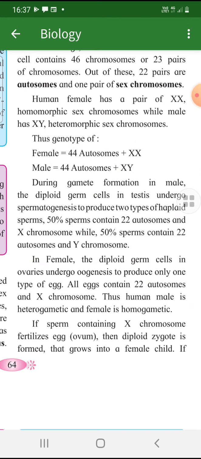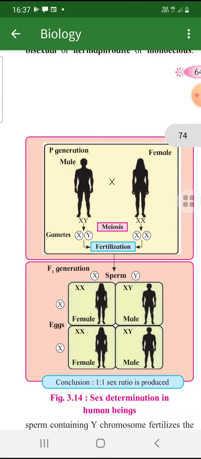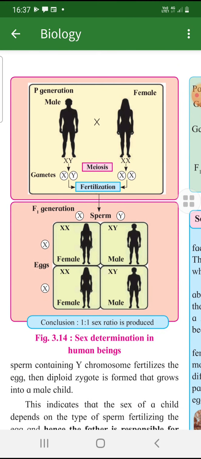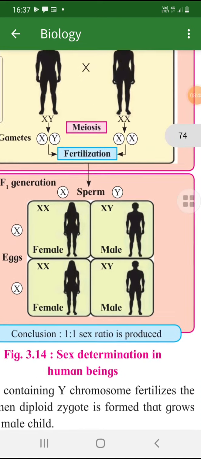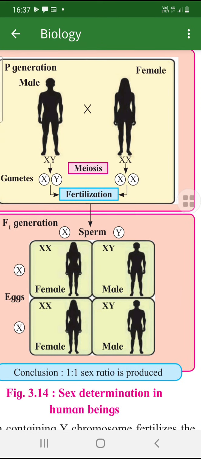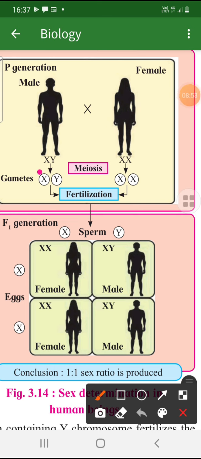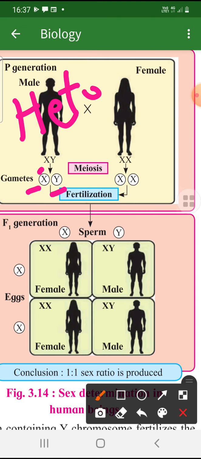So if that's clear, I can explain it to you here. They have shown it in the diagram this way. Male can form two different gametes, X and Y. This condition is called the heteromorphic condition. Okay, don't forget that. Or you can always use the word heterogametic.